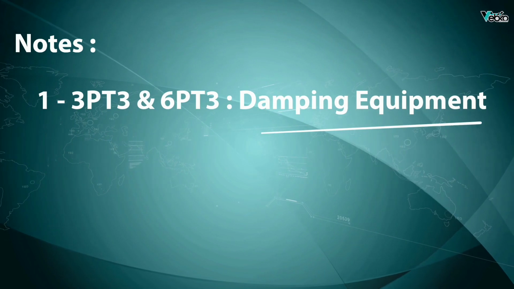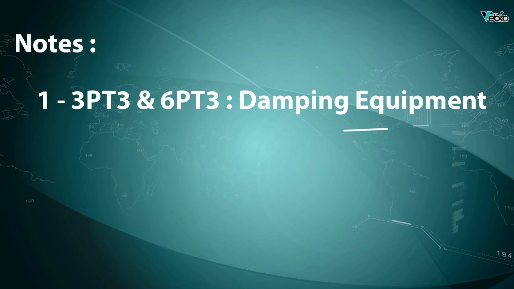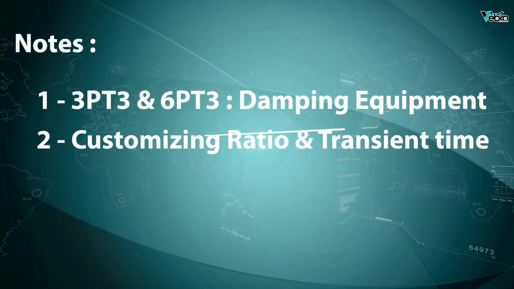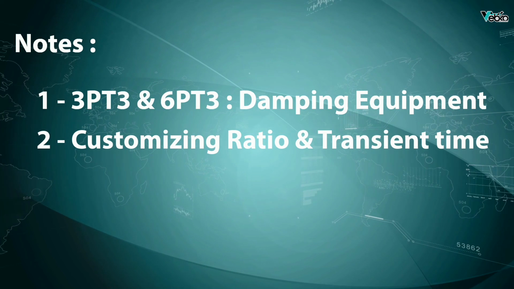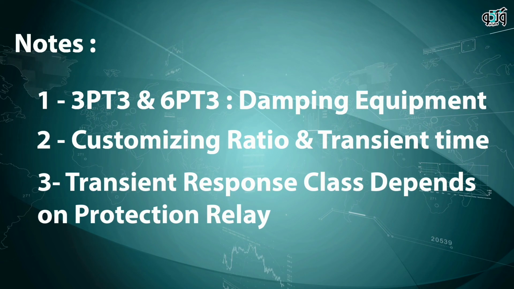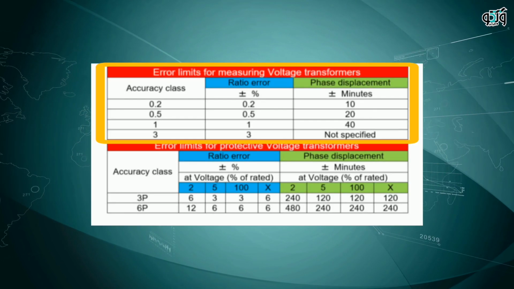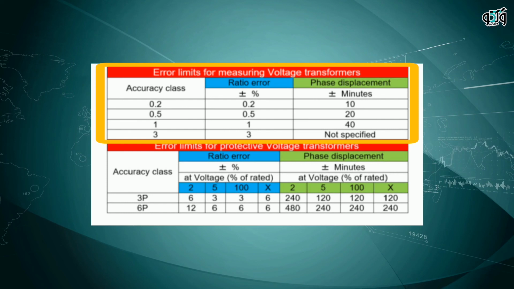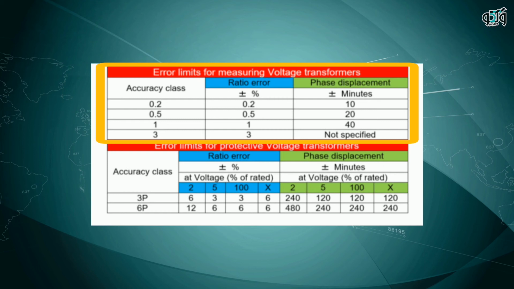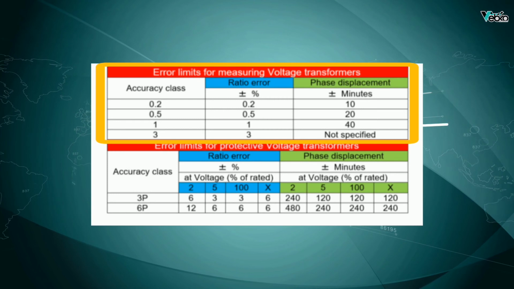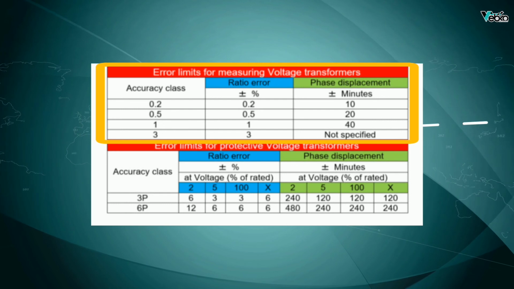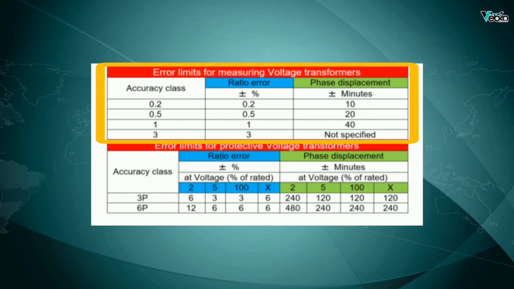CVTs need a damping piece of equipment for the 6PT3 and 3PT3 transient response classes. By agreement between the manufacturer company and the customer, it is possible to consider different values for the turn ratio and TS time. Selecting the transient response class depends on the characteristics of the protection relays. About measuring CVTs, the accuracy class is defined based on the highest allowed error percentage in the nominal voltage with the nominal burden. The standard accuracy classes for single-phase measuring CVTs are considered to be 0.2, 0.5, 1, and 3.